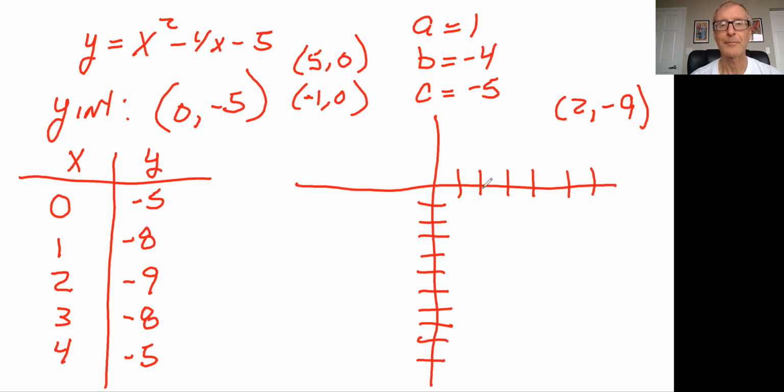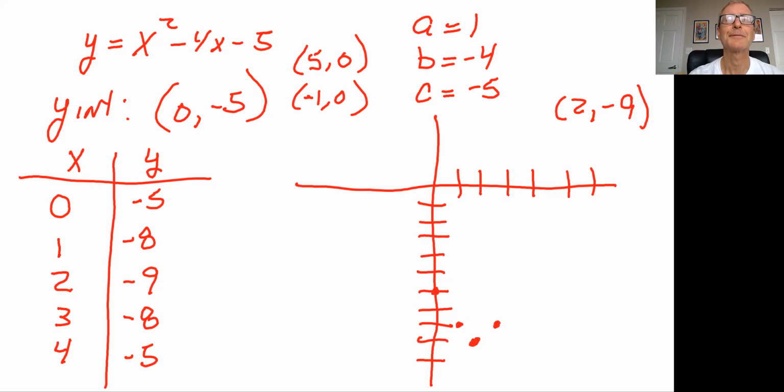So (2, -9), the vertex is right here. And then we go to (1, -8), which is right here. And (3, -8) is also -8. And then the 0, which is our y-intercept, would go right here at, whoops, wrong one.